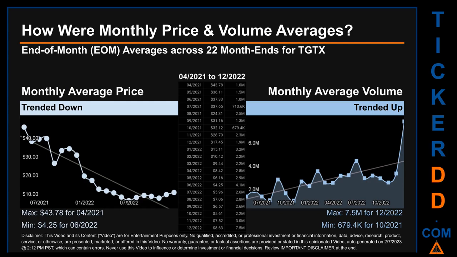Looking at volume, 12/2020 seconds and 10/2020 firsts respectively saw the highest and lowest monthly average volume at 7.5 million and 679.4 thousand.